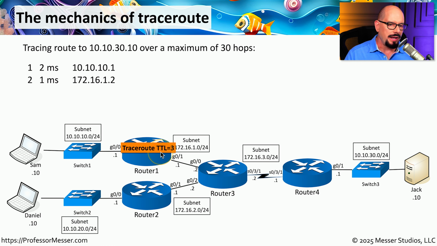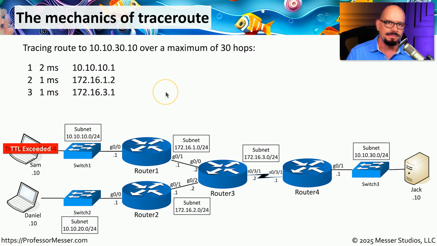Process happens again, where time to live is now set to 3. This goes to the first router, where time to live will go from 3 to 2. Goes to the second router, where time to live goes from 2 to 1, and then goes to the third router, where time to live hits 0. Time to live is exceeded, that message is sent back to Sam's workstation, and the results of that are put on the screen. This process will continue until we finally make it to that end device of 10.10.30.10.